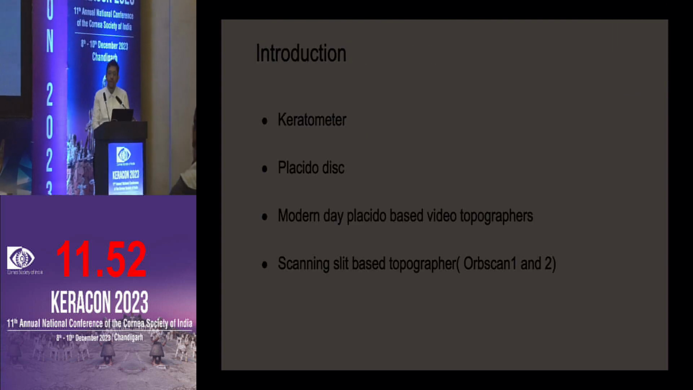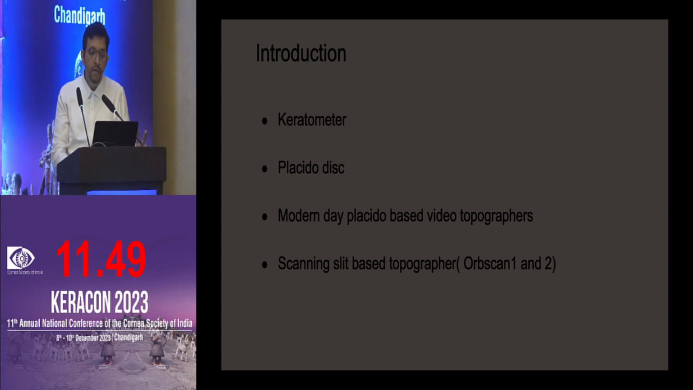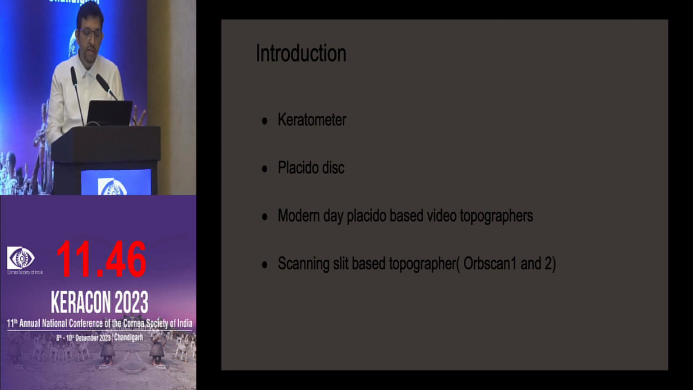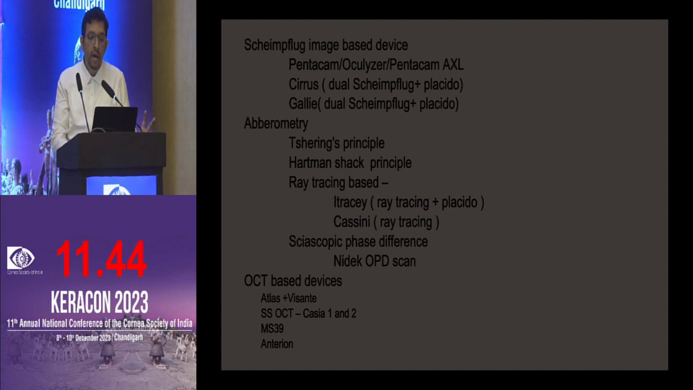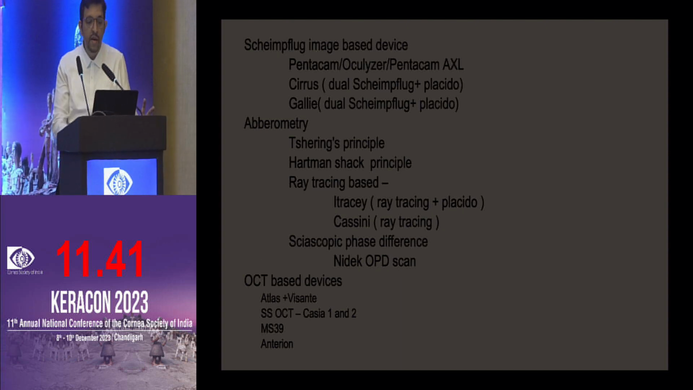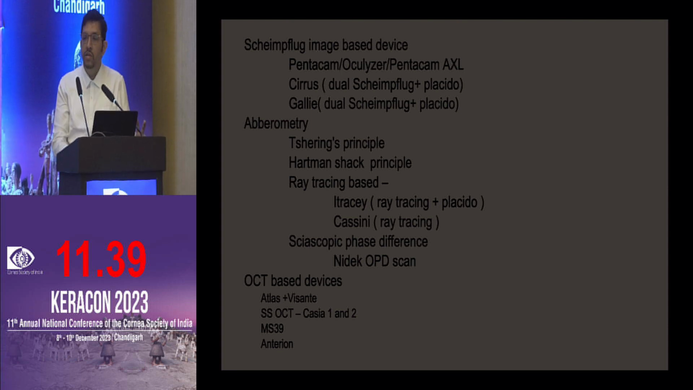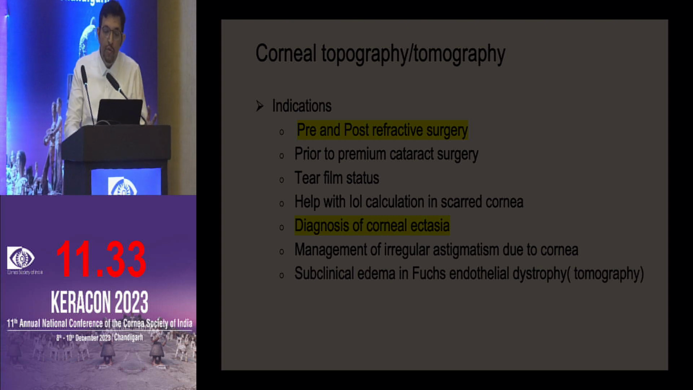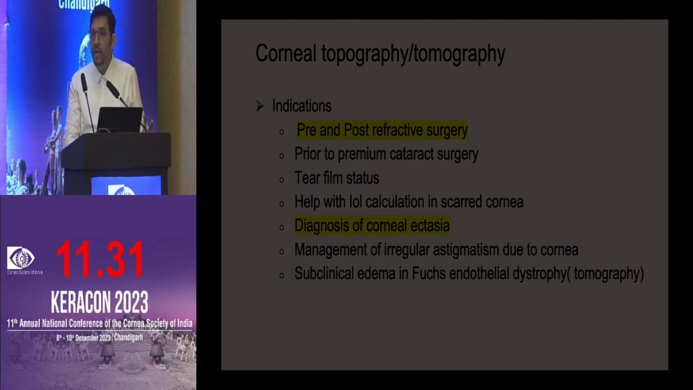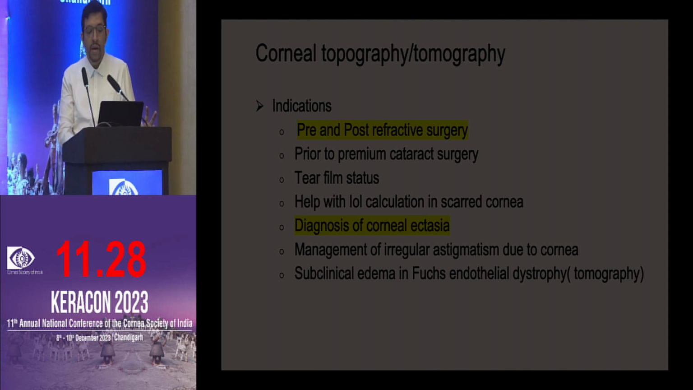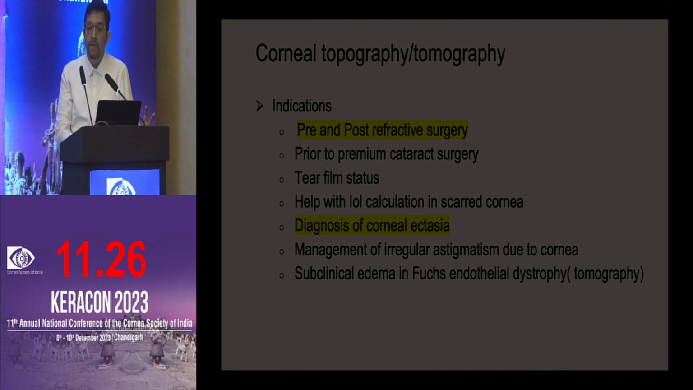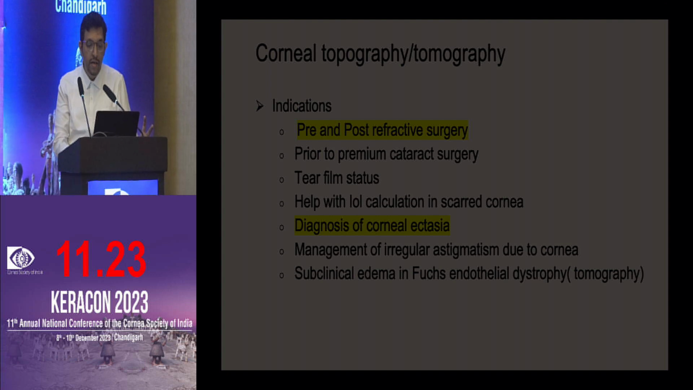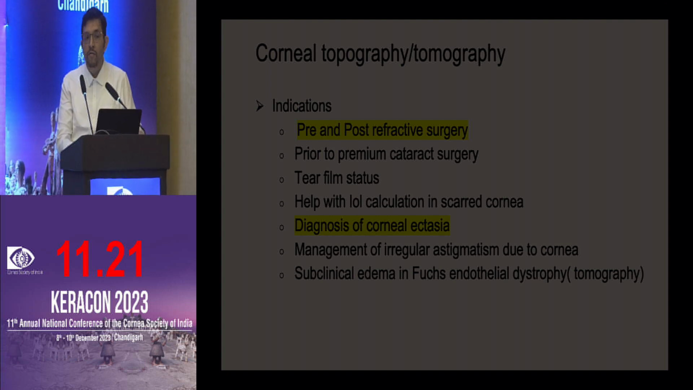Basically, we've come a long way from using keratometer to measure our corneal curvatures, to Placido-based devices, to scanning slit in terms of Orbscan, and right now you primarily have Scheimpflug-based devices which are commonly used, and recently you have OCT-based devices which are being used for corneal curvature measurement as such. So where do we use a corneal topography or a tomography? Primarily pre and post refractive surgery patients, premium cataract surgery patients, and most commonly for diagnosis and management of corneal ectasias. Fuchs dystrophy, Dr. Patel will be covering, where subclinical edema is picked up very well with Pentacam, and that's a separate topic by itself.